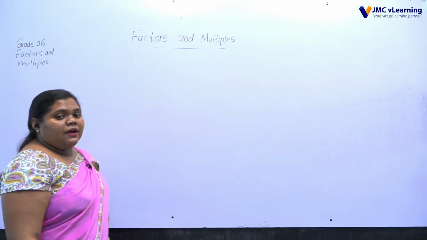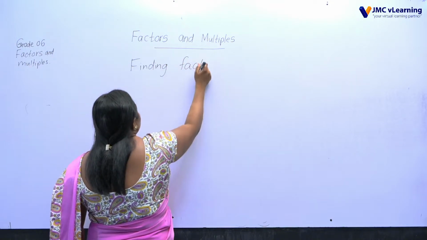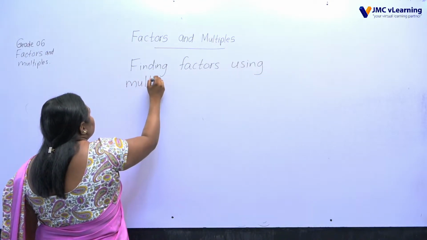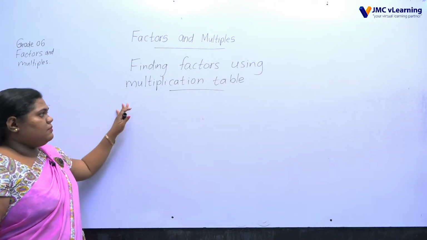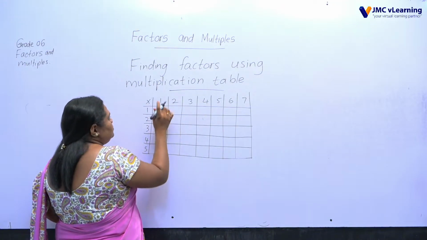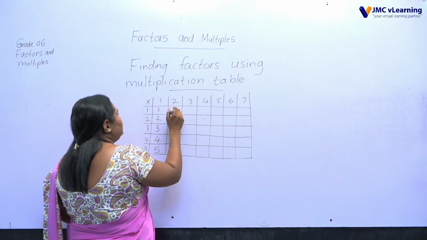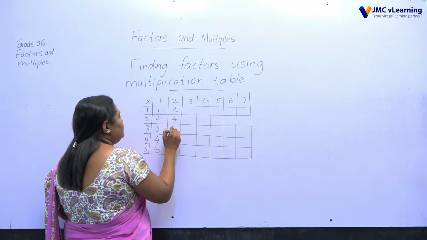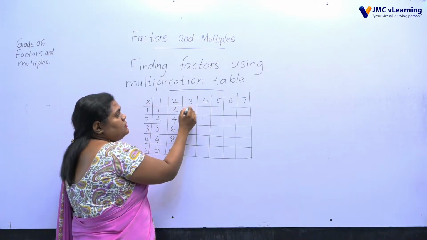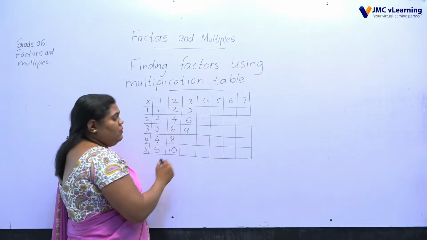Now we are going to find the factors using a multiplication table. Finding factors using a multiplication table. For that, first we need to write the multiplication table. 1 times 1, 1; 1 times 2, 2; 1 times 3, 3; 1 times 4, 4; 1 times 5, 5. 2 times 1, 2; 2 times 2, 4; 2 times 3, 6; 2 times 4, 8; 2 times 5, 10. 3 times 1, 3; 3 times 2, 6; 3 times 3, 9; 3 times 4, 12.